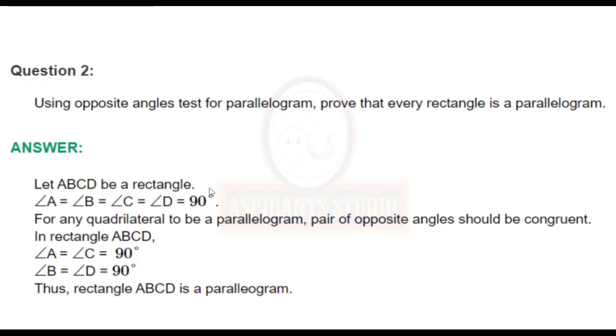Now write proof. Quadrilateral ABCD is a rectangle. Within brackets you write given. Therefore, measure of angle A is equal to measure of angle B is equal to measure of angle C is equal to measure of angle D is equal to 90 degrees. Within brackets you write, since angles of a rectangle.